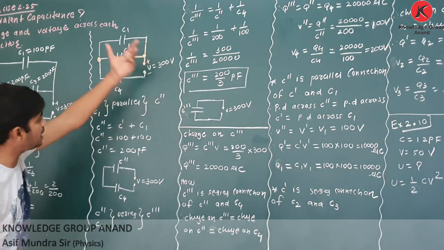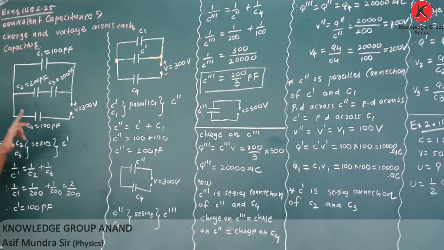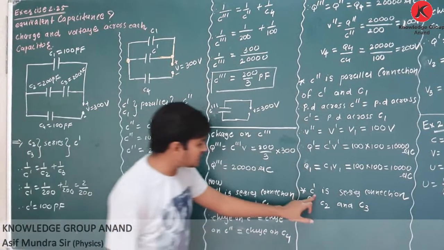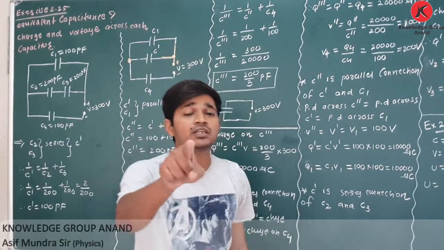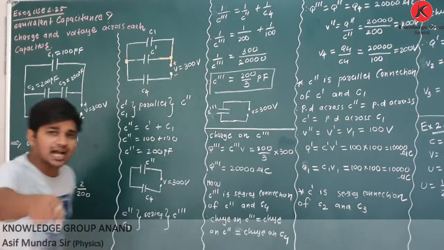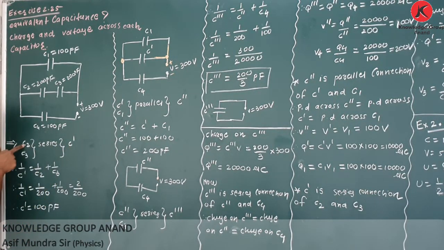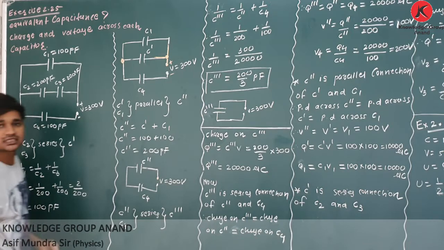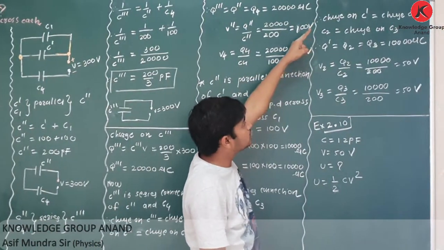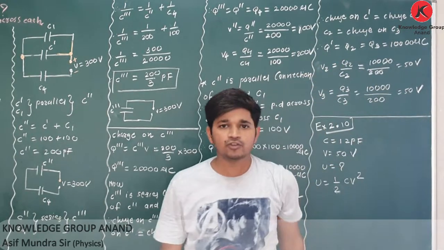Okay. Now again repeat the part. C triple dash over, C double dash over. Now C dash. What is C dash? C dash is the series connection of C2 and C3. And what is same in series connection? Charge. How to write? Charge on C dash is equal to charge on C2 is equal to charge on C3. So Q dash is equal to Q2 is equal to Q3 is equal to 10,000 microcoulomb.